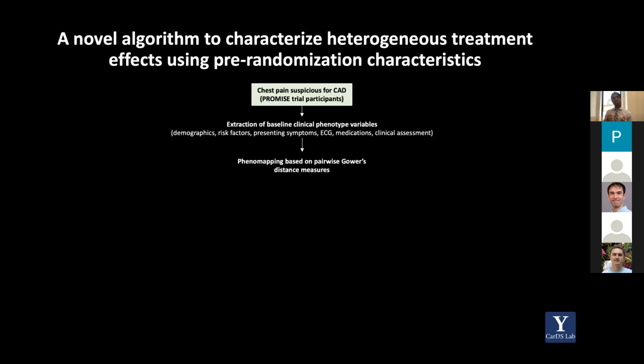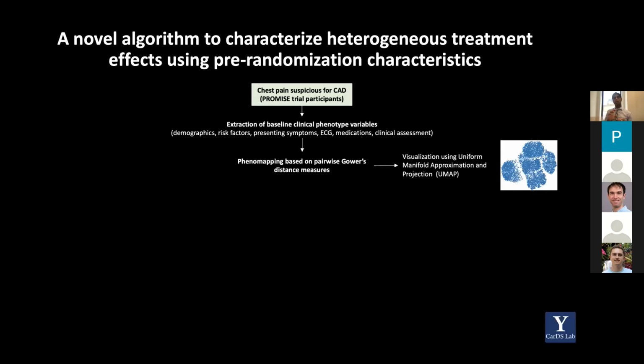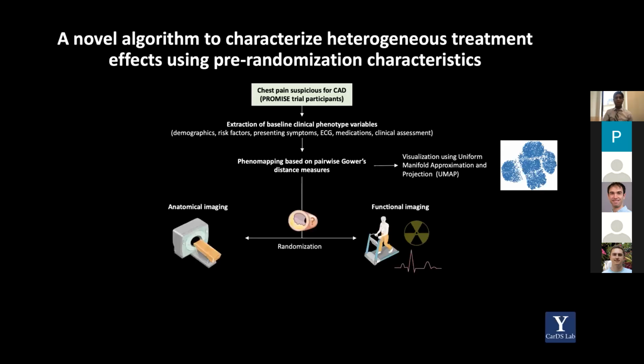So using this sort of approach, we created a Gower distance matrix for each of the individuals against every other person in the trial. And then we wanted to use some sort of interpretation of the trial data set. So we use visualization using UMAP, which is just a 2-dimensional projection of the multidimensional relationships of these individual patients.